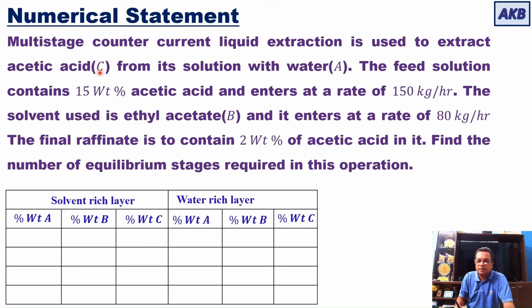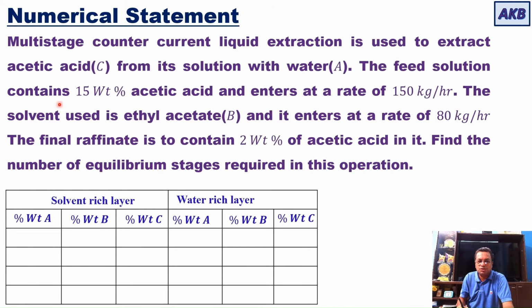So, let us understand the numerical. A multi-stage countercurrent liquid extraction is to be used to extract acetic acid. So, in this case, the solute is acetic acid. The solute that is to be extracted is acetic acid, and we denote that by capital C. It is to be extracted from its solution with water. So, water in this case is the carrier solvent, which we denote by capital A.